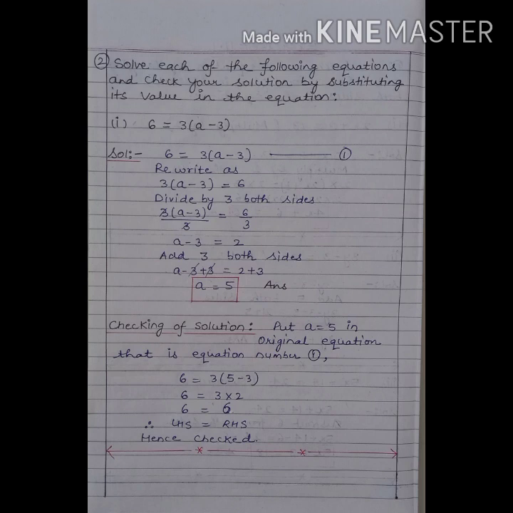In the place of a, we substitute 5. The right hand side becomes 5 minus 3, that is 2, and 3 into 2. So we will get 6 = 6. That means left hand side equals right hand side. Therefore, we can say the value a = 5 satisfies the original equation. So therefore, our solution is verified and hence checked. So in this way, we can check the solution. Similarly, we can find the solutions of the other parts and check the answers in the same way.